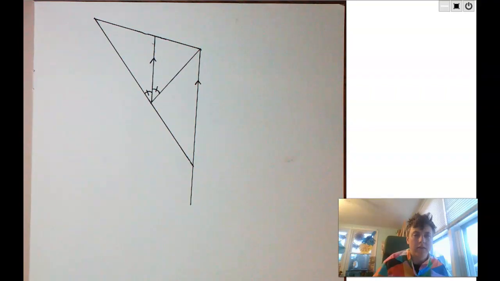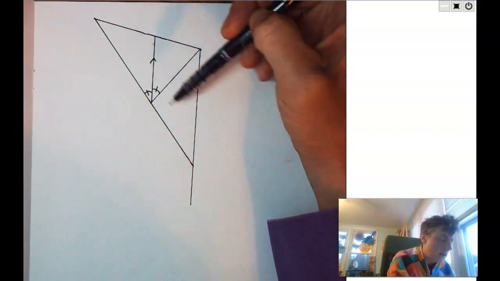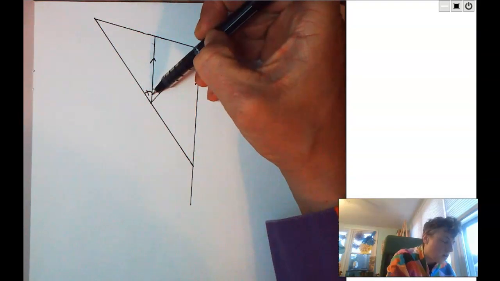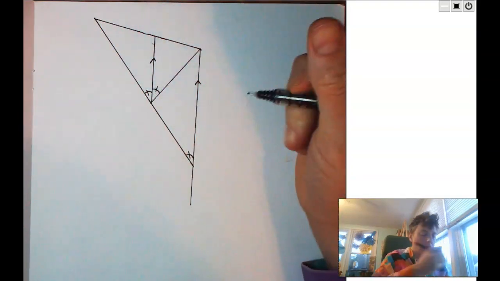And now, having done that, we have another set of similar triangles. Because these lines were parallel, that means these corresponding angles are congruent.